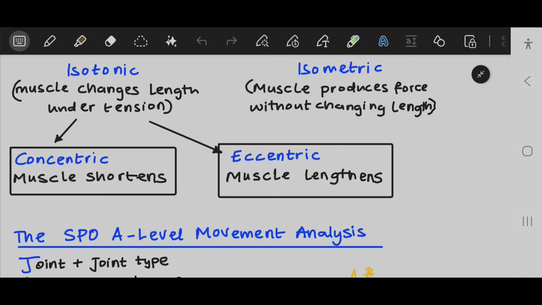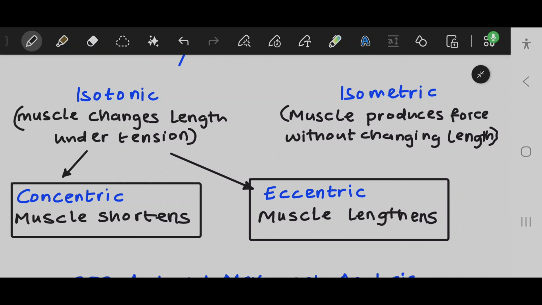Now, under isotonic, we have two types. We have concentric and eccentric. Concentric contractions happen where the muscle shortens. Eccentric contractions happen where the muscle lengthens. Let's analyze this in the context of an example to make it easier to understand.